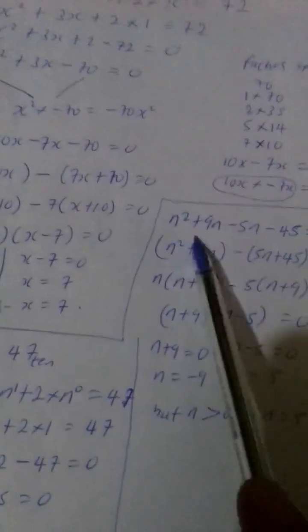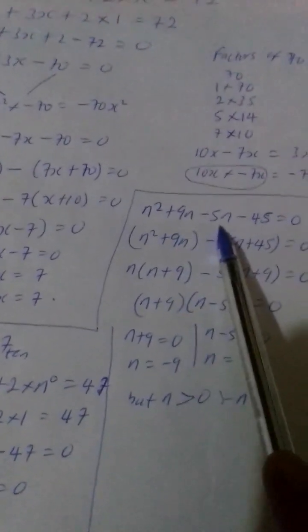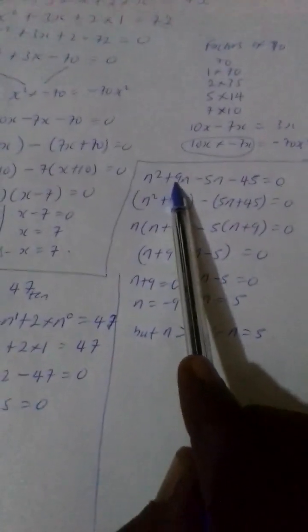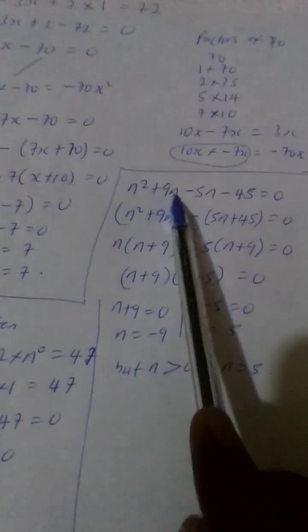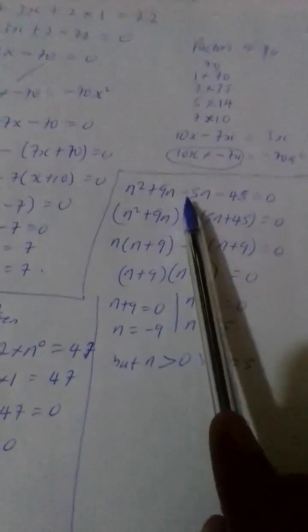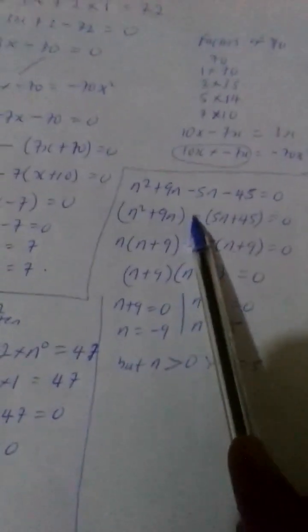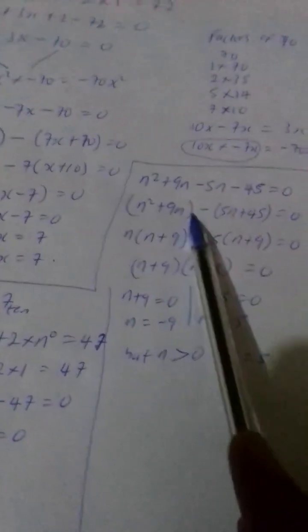So that means my 9n and minus 5n will now come and replace the 4n you have here. So it becomes n squared plus 9n minus 5n minus 45 equals 0. Don't forget that 9n minus 5n is the same as 4n. So I just split the 4n into 9n minus 5n. So now, factor out again. n squared plus 9n, put them in bracket. Now, you have a minus here, and a plus here. If you bring out the minus, this plus will be changed to minus. Because if you open the bracket, you get back.